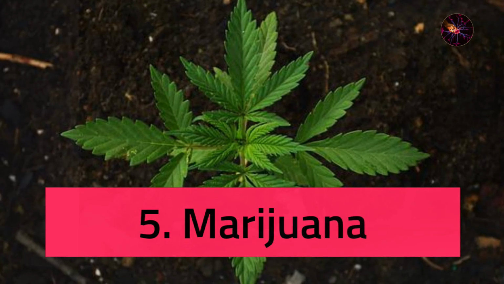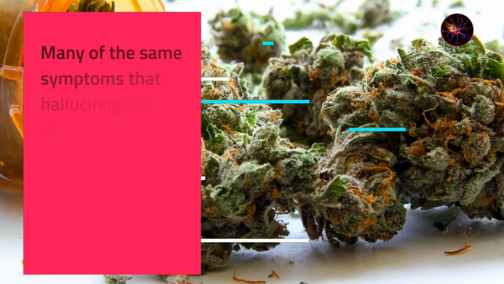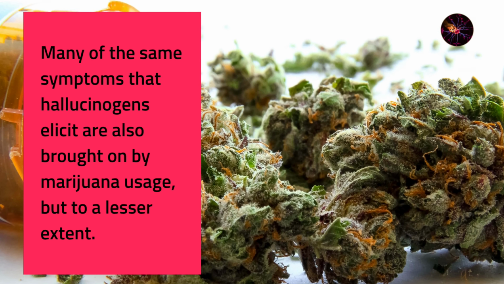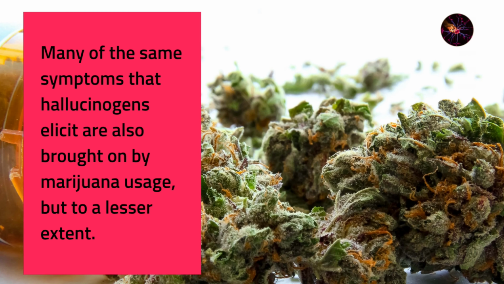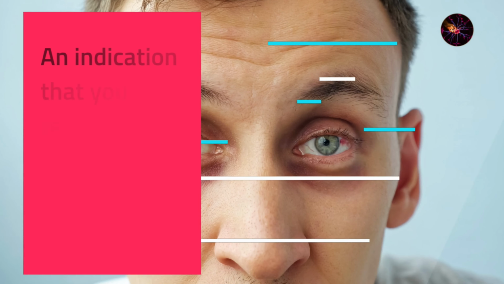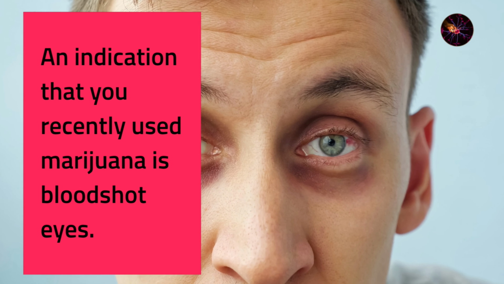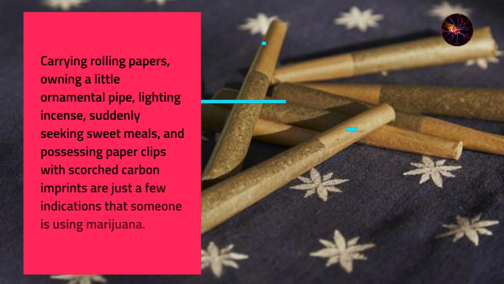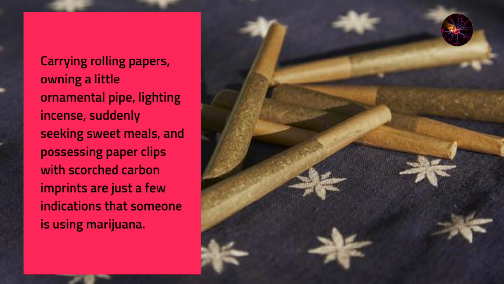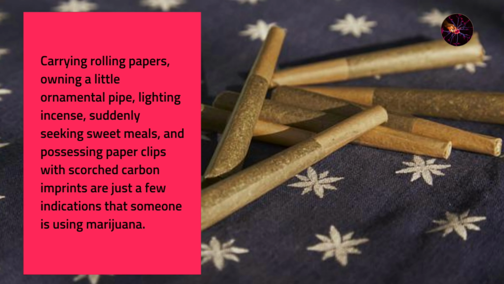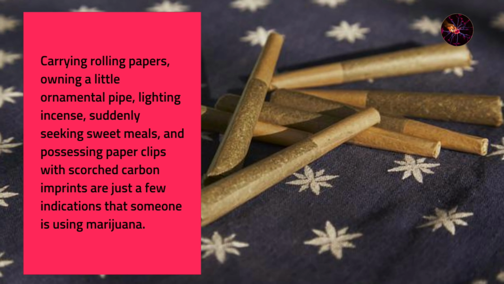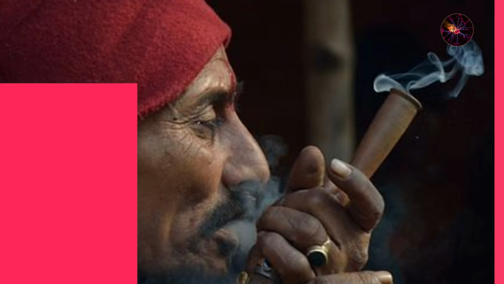5. Marijuana. Many of the same symptoms that hallucinogens elicit are also brought on by marijuana usage, but to a lesser extent. An indication that you recently used marijuana is bloodshot eyes. Carrying rolling papers, owning a little ornamental pipe, lighting incense, suddenly seeking sweet meals, and possessing paper clips with scorched carbon imprints are just a few indications that someone is using marijuana.